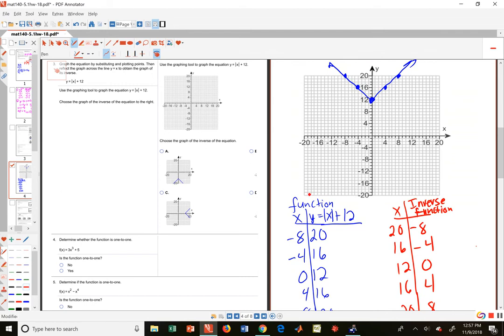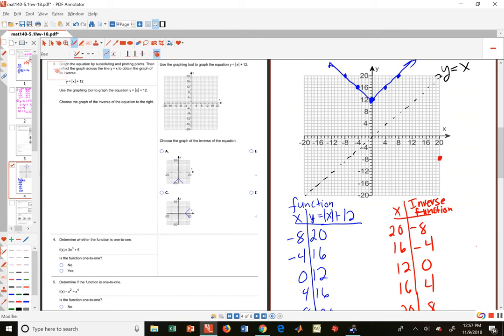Technically, what's happening is we are reflecting that blue function about the line y equals x. This is the line y equals x. We're sending these points across that line. The blue right here has the same slope as y equals x, although it looks a little steeper. So here we go with the red. At 20, we are supposed to be at negative 8. So that's down here.